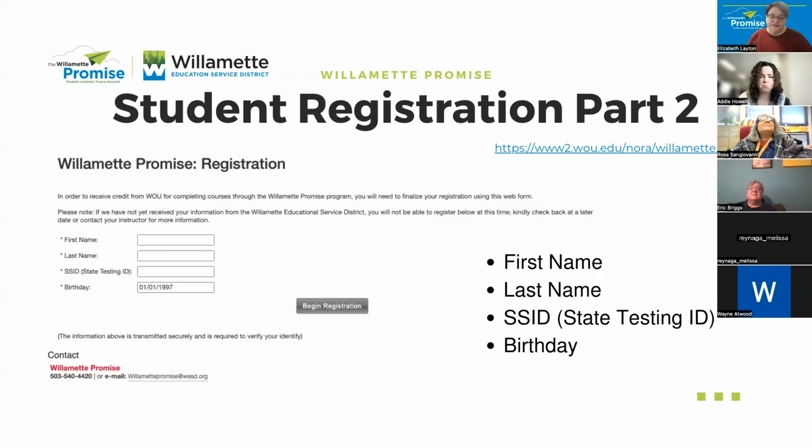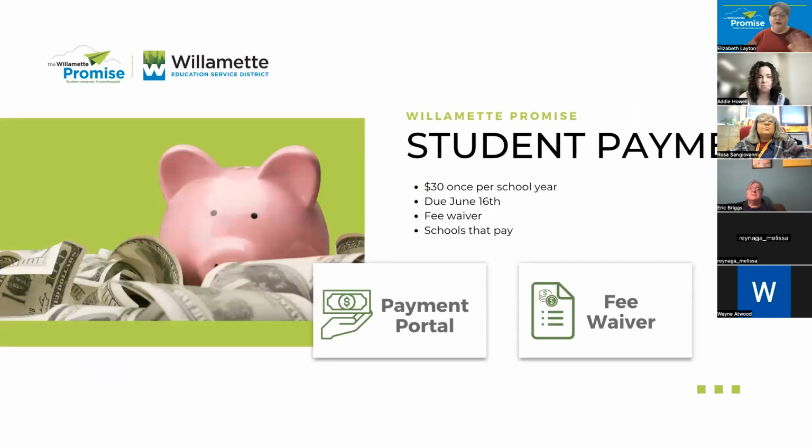So are there questions about student registration that anyone has? So far I've covered two steps that students need to complete to enroll in their dual credit courses, right? So registration part one through Willamette Promise, registration part two through Western Oregon. The next step is student payment.